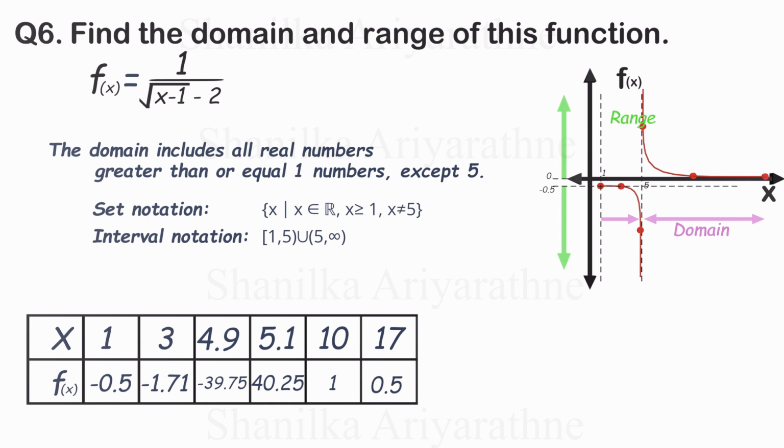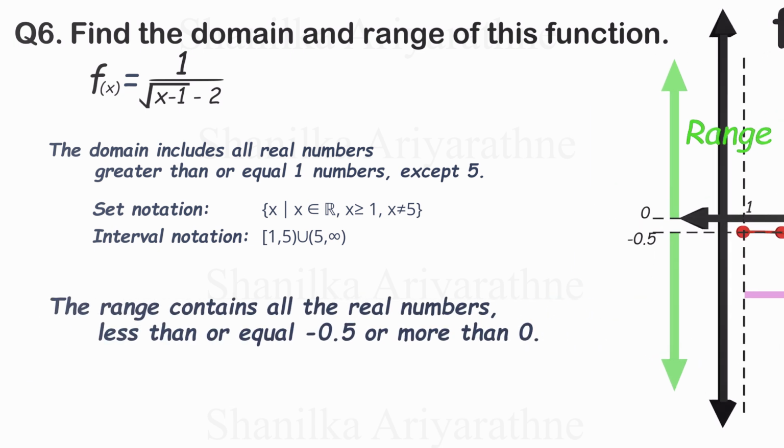Now pay attention to the range. We can see the graph does not exist between 0 and minus 0.5. So all the values from minus infinity to minus 0.5 and 0 to positive infinity are possible for the range.